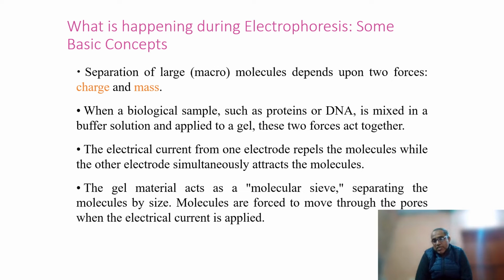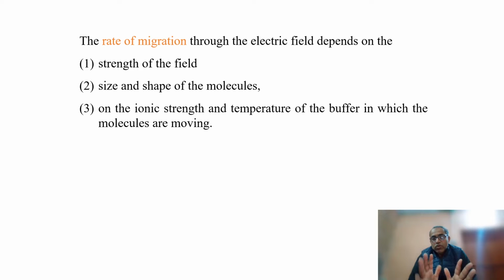The gel material acts as a molecular sieve, and the molecules are forced to move through the pores of the sieve, and the rate of migration of those molecules depends upon the strength of the field. If you increase the voltage, the separation will be faster. However, that would result in production of more heat, and that would result in diffusion of bands in the gel. More heat may also accelerate the degradation of the proteins. For example, if there are enzymes, that may result in degradation.